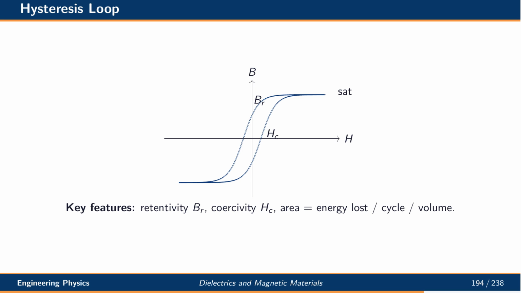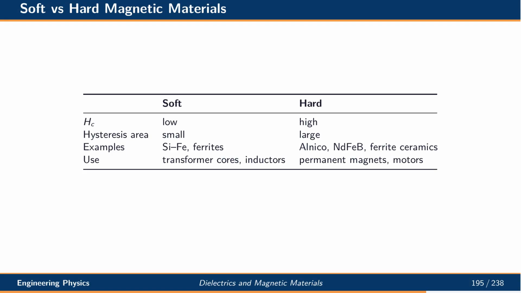Hysteresis loops are characteristic fingerprints of ferromagnetic and ferrimagnetic materials, which are also classified by the shape of their hysteresis loop. Soft materials have low coercivity, small loop area, and low energy loss. They include silicon-iron alloys and ferrites and are used in transformer cores and inductors. Hard materials have high coercivity, large loop area, and retain magnetization strongly. Examples include alnico, neodymium iron boron, and ferrite ceramics used in permanent magnets.